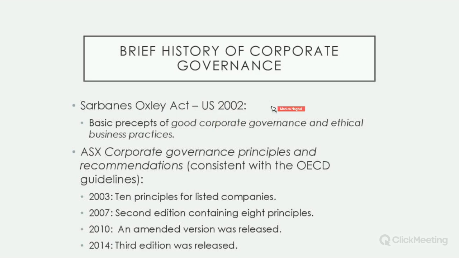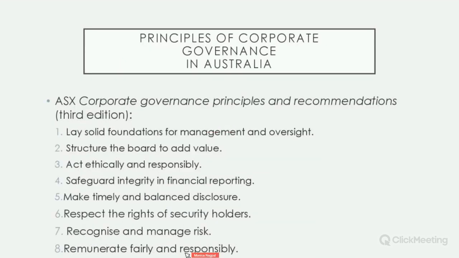After the Sarbanes-Oxley Act came into existence in 2002, the Australian Securities Exchange came up with corporate governance principles. Back in 2003, there were 10 principles for listed companies. Then we continued to evolve, change and amend it. Now we are in the third edition of its release, and it has these 8 corporate governance principles: lay solid foundation, structure the board, act ethically, responsibly, and a few others that you can read up on the screen.